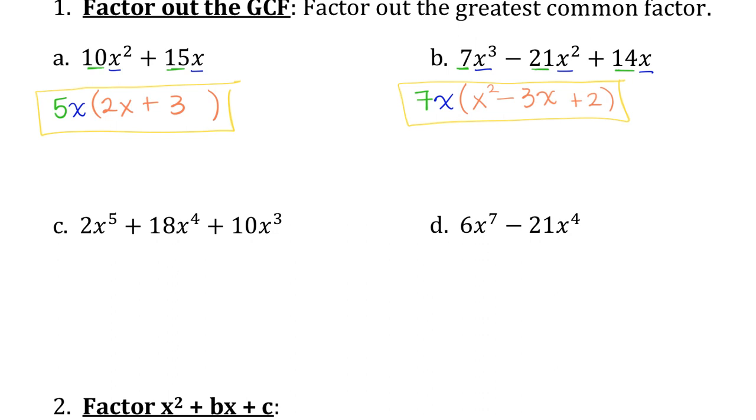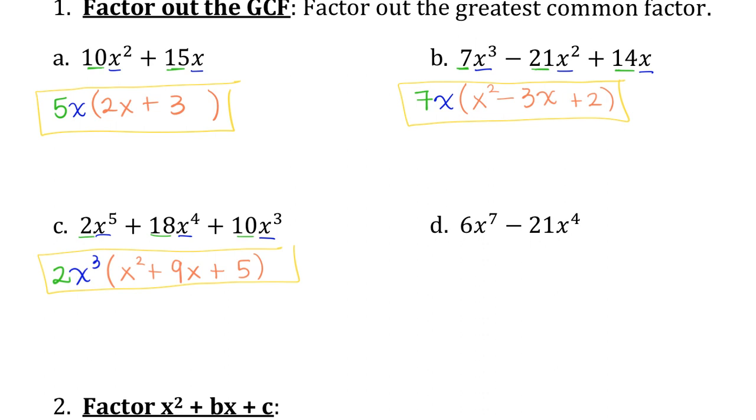Next one's a trinomial. So between 2, 18, and 10, they all divide by 2. How about the x's? X to the 5th, x to the 4th, x to the 3rd. They all have at least x to the 3rd, so I'm going to take out 2x to the 3rd. Okay, to get 2x to the 5th, I need x to the 2nd, plus 2 times 9. X cubed, I need another x. 2 times 5, the x's are good.